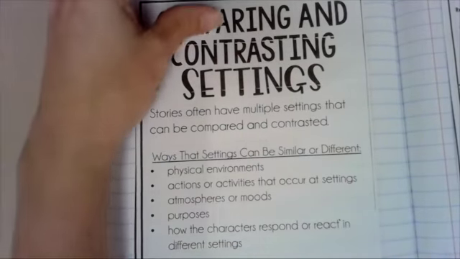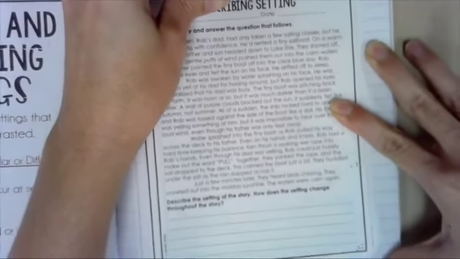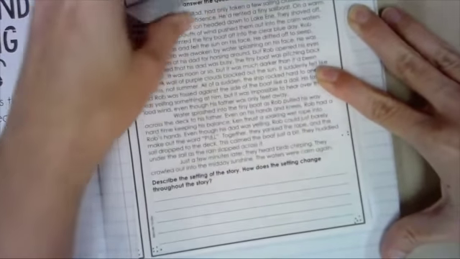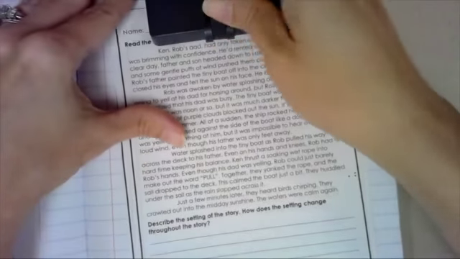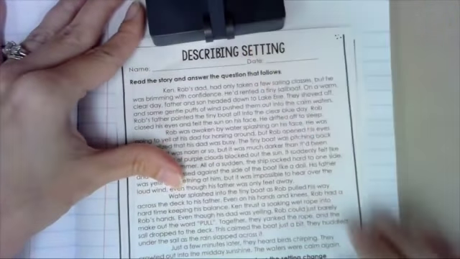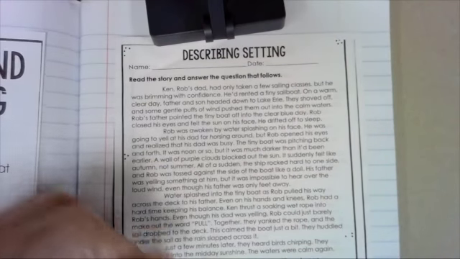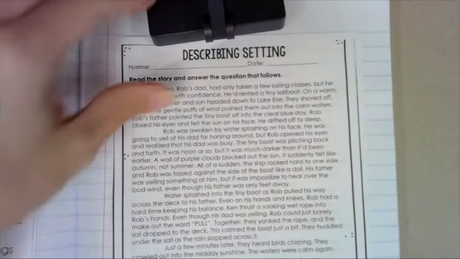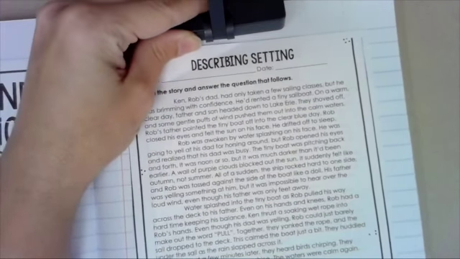Now if we look on page 15, this is the page that you want to glue down onto page 15, and then of course write page 15 at the bottom of the page, like so. At this point, I want you to pause the video. Read the story to yourself, describe the setting, and say how the setting changes. After you've done that, you can unpause the video.